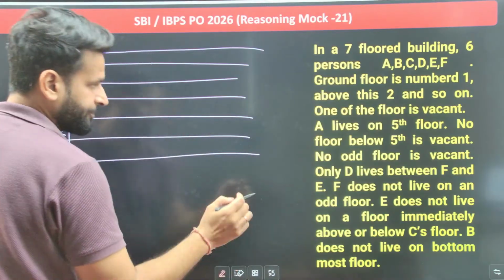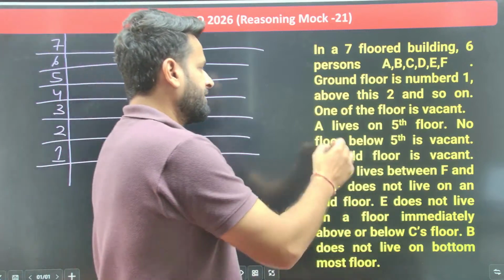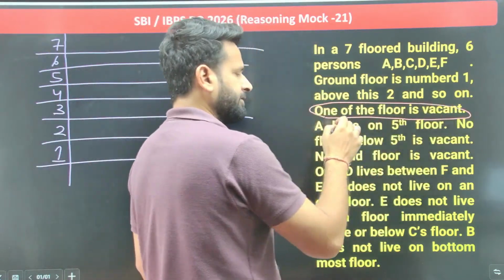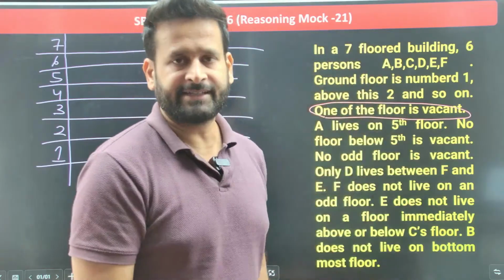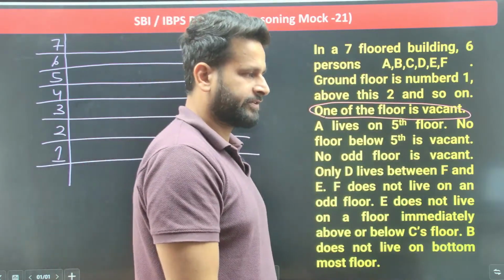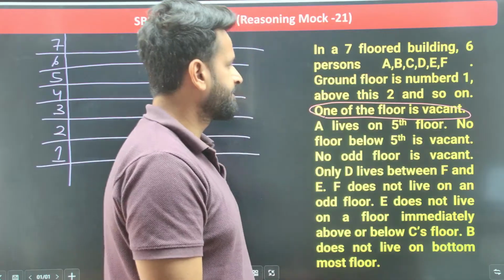Shall we start? Look. One of the floors is vacant, right? We already knew one floor is vacant. 7 floors are there and 6 persons are there, so one floor is vacant. Okay.